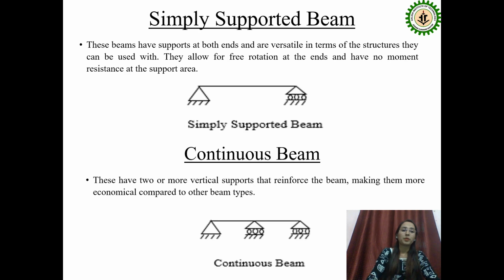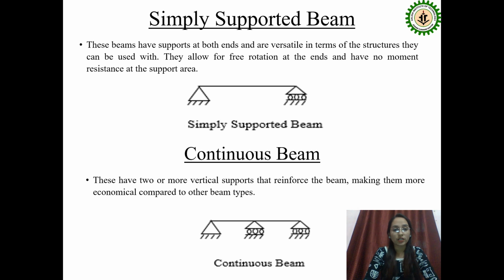Okay, let us go to the classification of beams by the support types. First is simply supported beam. These beams have supports at both ends and are versatile in terms of the structures they can be used with. They allow for free rotation at the ends, as one end is mainly pinned and the other end has a roller. So in both types of supports, we know that rotation is allowed. That means in both supports there is no moment resistance. Okay, these types of beams are known as simply supported beams.